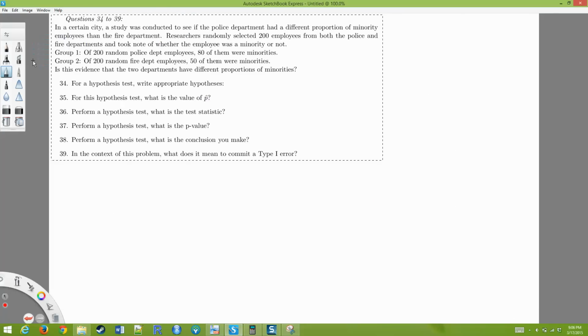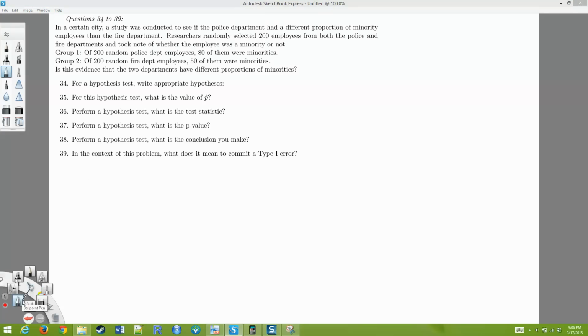All right, in a certain city, a study was conducted to see if the police department had a different proportion of minority employees than the fire department. Researchers randomly selected 200 employees from both the police and fire departments and took note of whether the employee was a minority or not. Group 1, 200 random police department employees, 80 of them were minorities. Group 2, 200 random fire department employees, 50 of them were minorities. Okay.